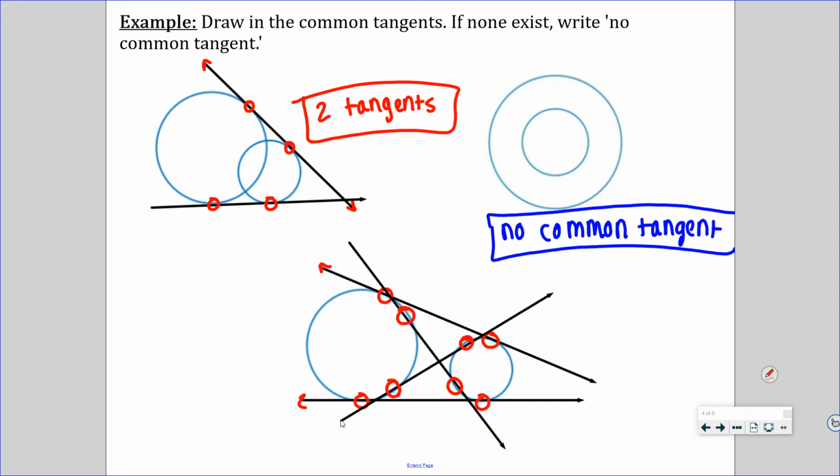It's easier if you have a straight edge. I found 4 tangents there.